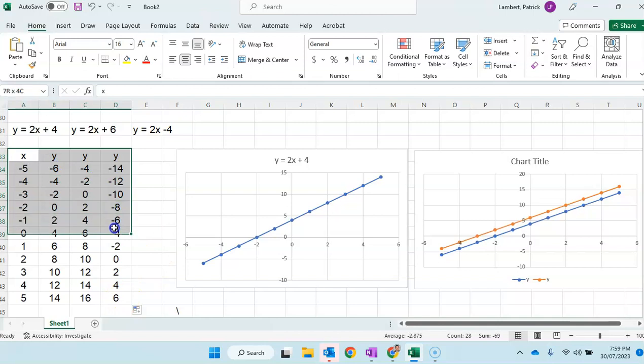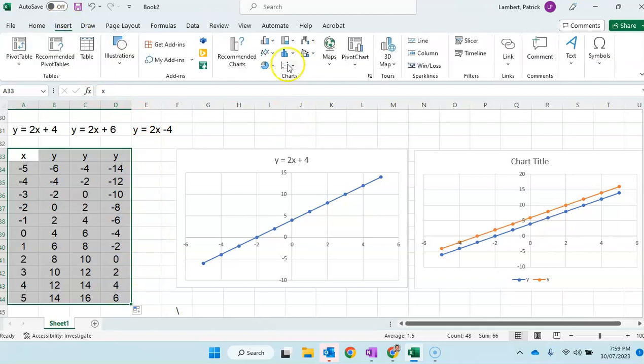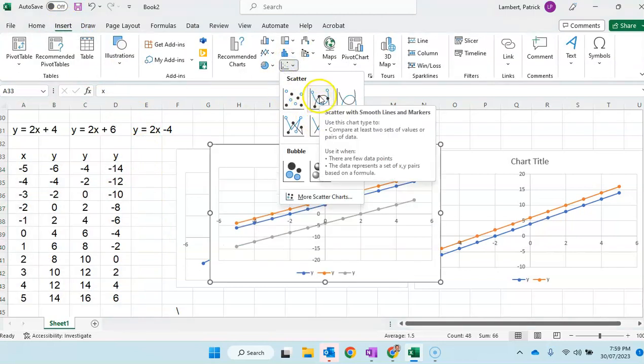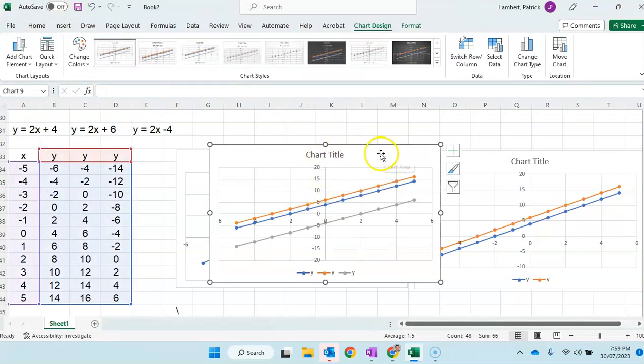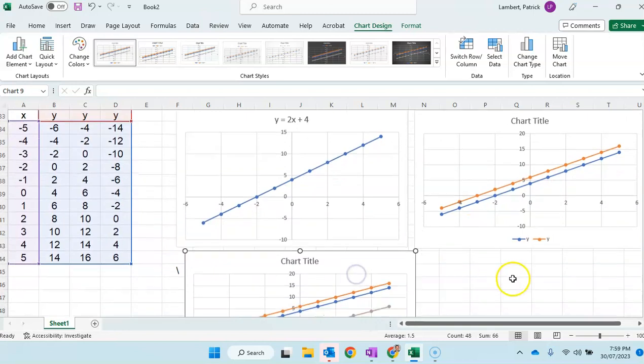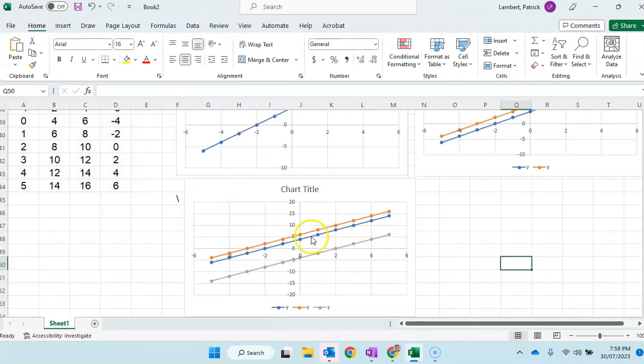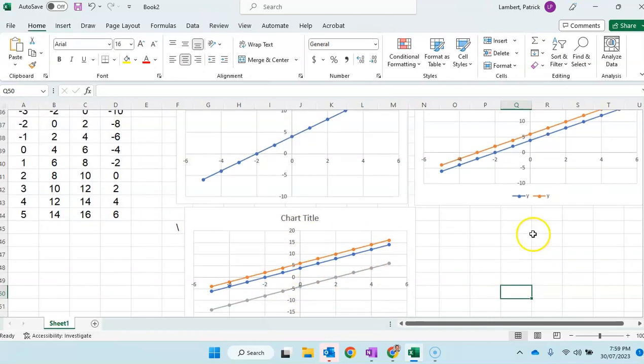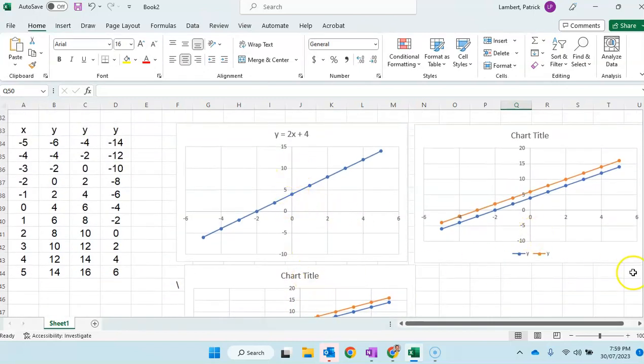Again, let's highlight. We're telling Excel this is the data we want to work with, and we want to insert a graph or chart, and we want a scatter one with a line. You'll see here how the graph has moved down. It's exactly the same graph, just moved up and down the y-axis.